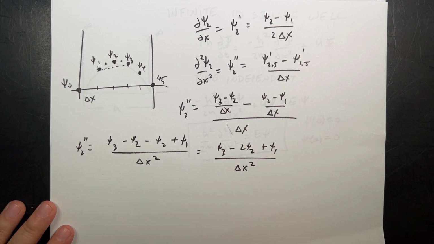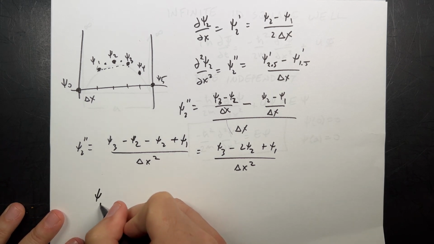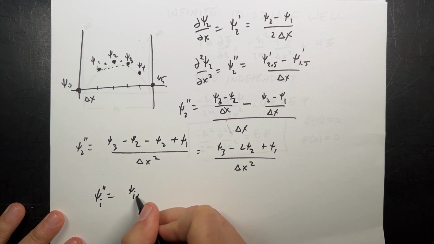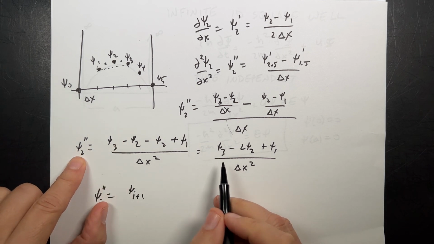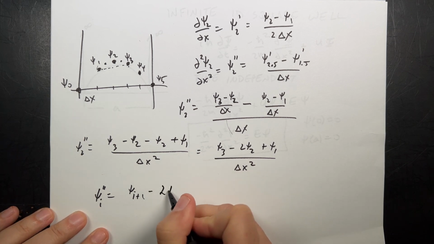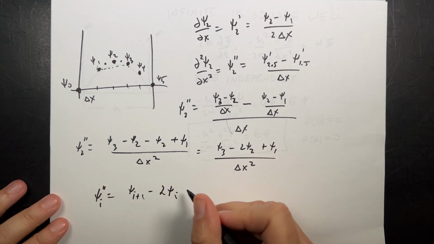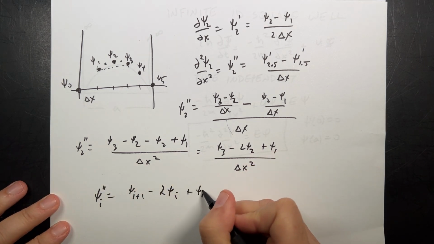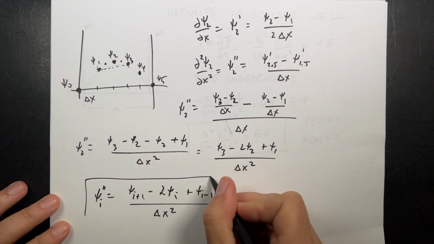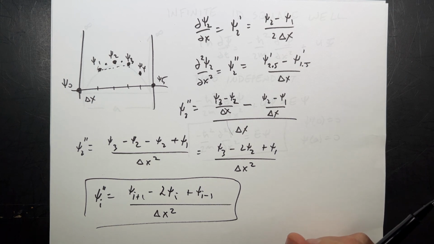Now I can make this generic for any ith element with this. Psi I double prime is equal to psi I plus 1, right? I'm finding it for 2, and that's 3, so this is plus 1, minus 2 psi I, because this is 2, and this is 1 less than that, plus psi I minus 1, all of that over delta x squared. And that's my second derivative with a finite difference.